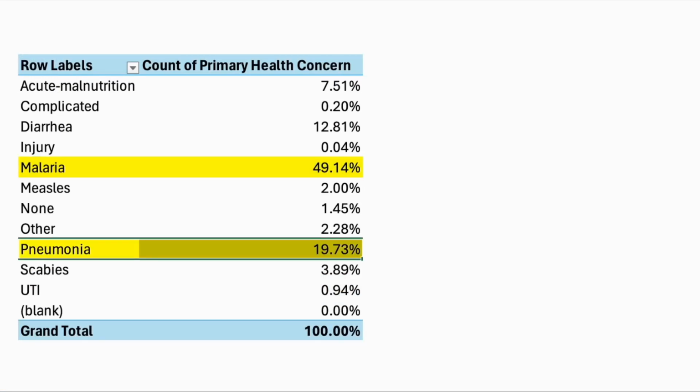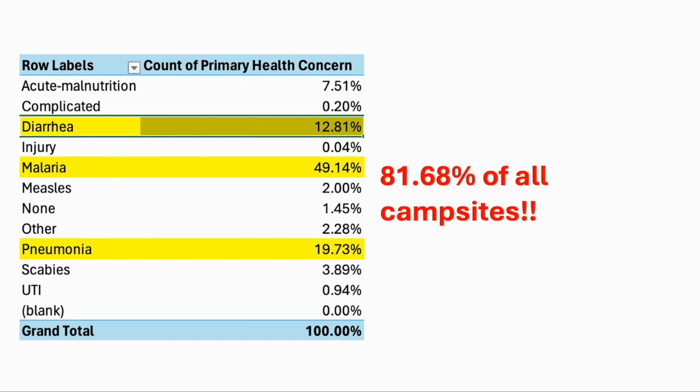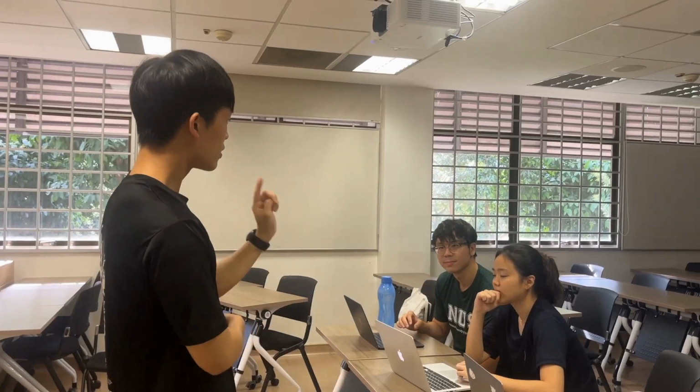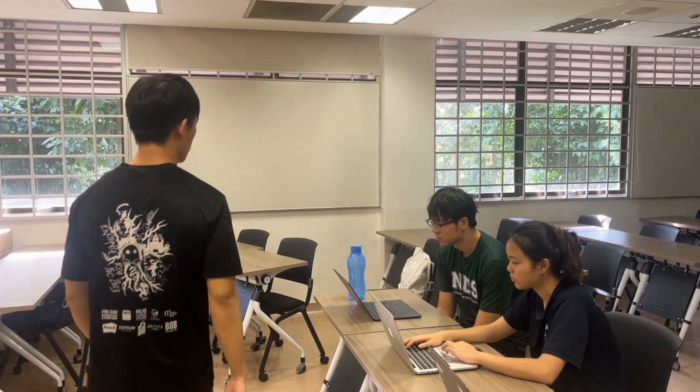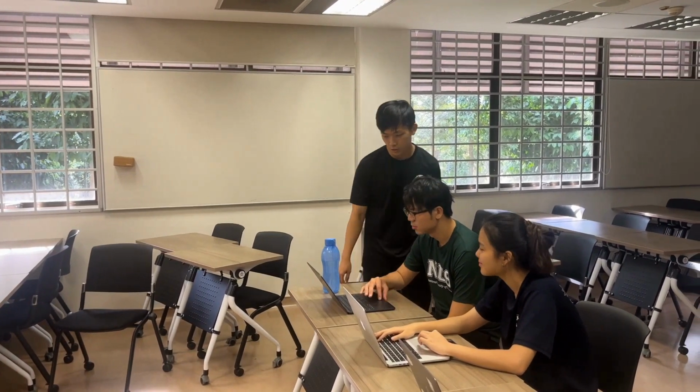I agree. Given the emphasis on potential disease outbreaks, I believe it is also important to focus on the type of main health concerns that these campsites have. Look what I found. Malaria, pneumonia, and diarrhea are the three most common primary health concerns, accounting for 82% of all campsites. I think we should focus on these sites. That's a good point. It is much more efficient to focus on a few types of resources to deliver major aid to camps with similar issues.